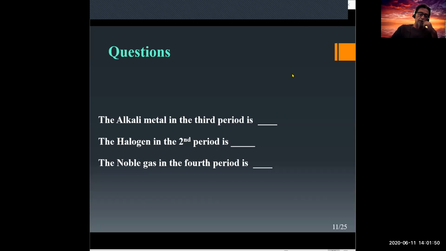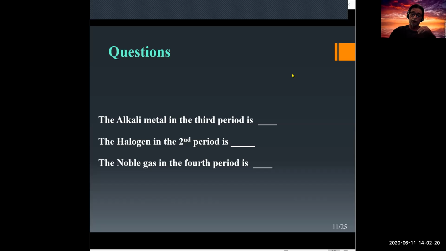We were talking about the periodic table, and then how different groups had different names. So we had group 1A had their own specific name. They were called the alkali metals. So in this question here, they're asking you, can you name an alkali metal in the third period? So basically you find the alkali metals, which is in group 1, and then the third period, which would have to be sodium.